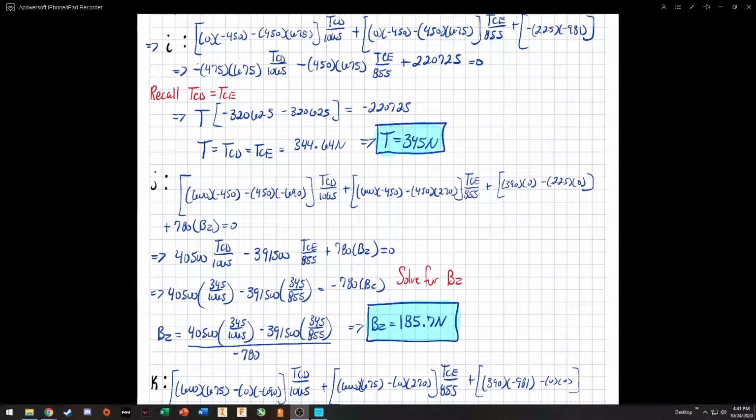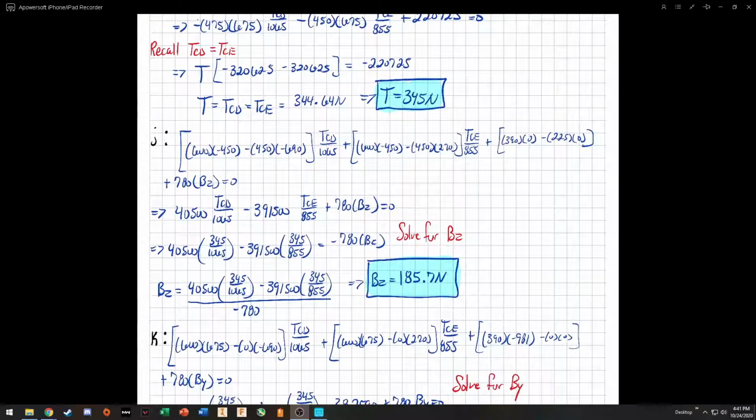After writing this equation, we can simplify it down to 40,500 times tension CD over 1065 minus 39,500 times tension CE over 855 plus 780 times BZ is equal to 0. Simplifying that all down and solving for BZ, we get our reaction BZ to be 185.7 newtons.